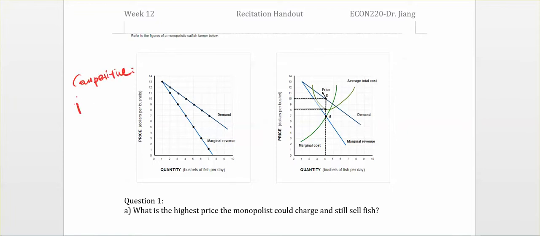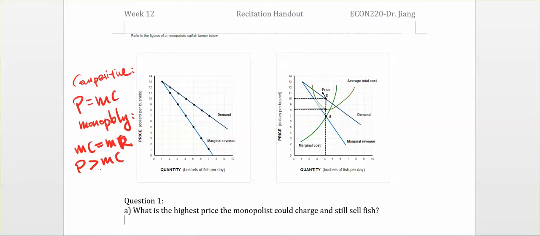We have the price equal to the marginal cost. So that is our profit maximization rule. When the price equals marginal cost, then the profit reaches the maximum amount. How about the monopoly? If we have the monopoly market, the profit maximization rule is the marginal cost equal to the marginal revenue. Then you will ask me, how about the price? Actually, the price is larger than the marginal cost.